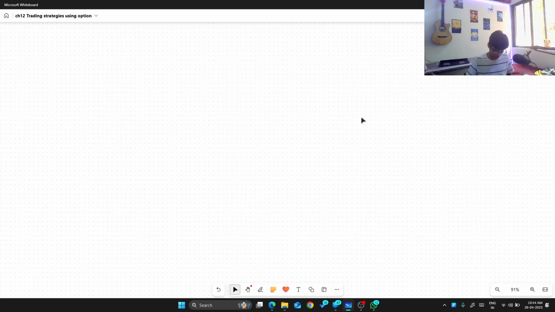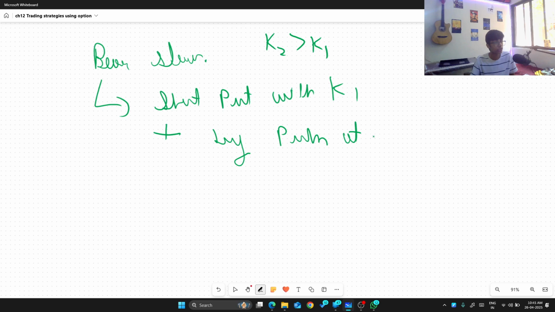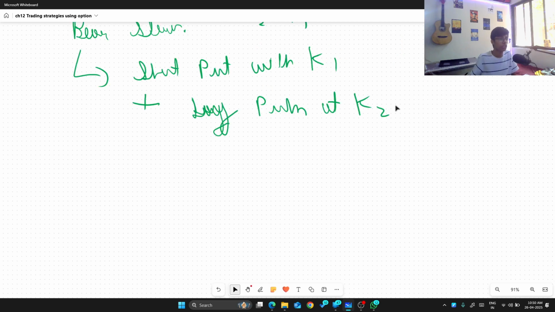And the second structure is the bear spread, where we short a put with strike k1, and k2 is greater than k1, and plus we also have a long position at strike k2, right? And its payoff diagram would be like in a bear spread.